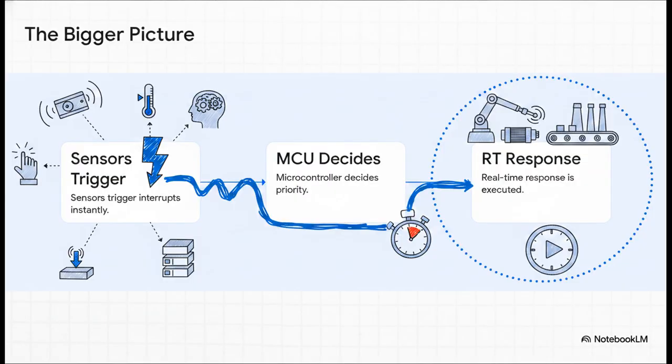So let's connect this all back to the bigger picture of everything we've learned today. When we trace the path from the physical world straight through to complex industrial automation, interrupts are the critical bridge. Sensors trigger those interrupts, the microcontroller receives them instantly without wasting time polling. It integrates with its operating system to decide the priority, and a real-time response is flawlessly executed.